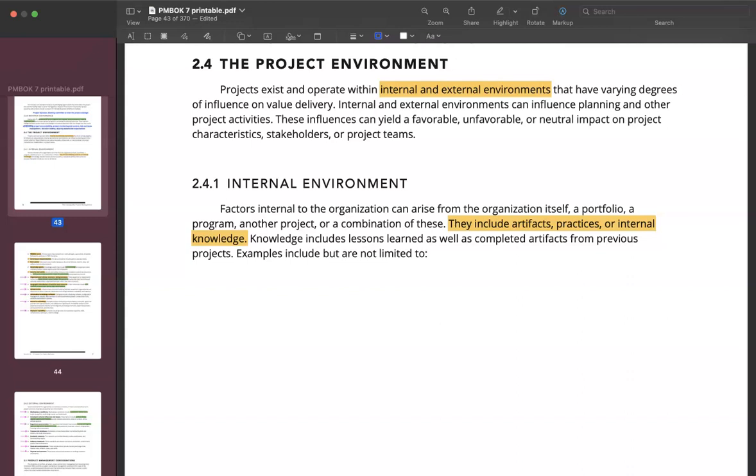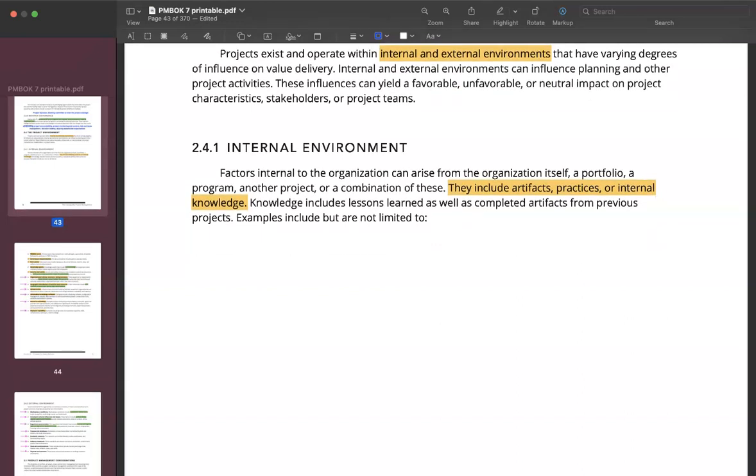When we talk about the project environment, we need to understand that any project does not exist in a vacuum, right? Projects are born inside an organization, and a project will obviously be influenced by internal and external factors, both internal factors of the organization and factors that exist outside of the organization. Whether the factor is internal or external, they would both have either a positive or a negative or maybe even a neutral impact on the project characteristics, the project stakeholders, the project teams in general, or the project performance as well, right?